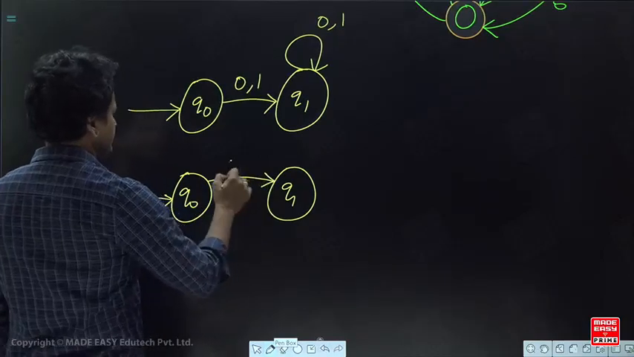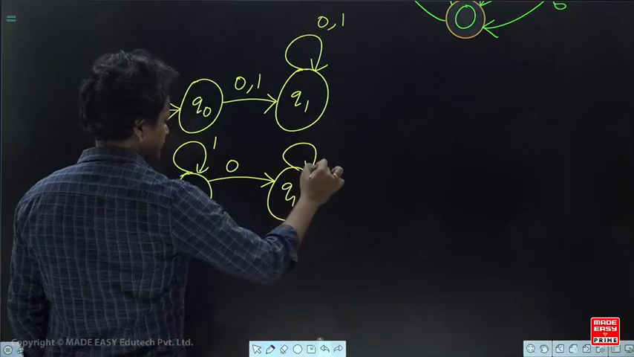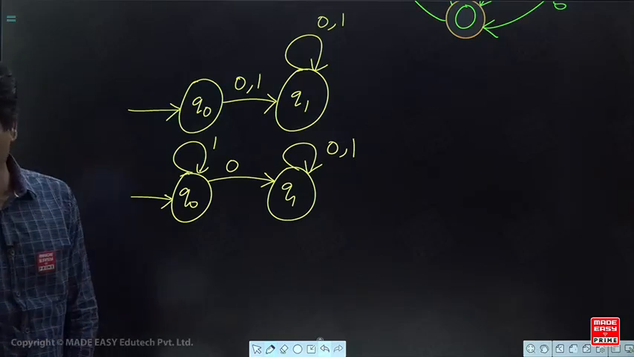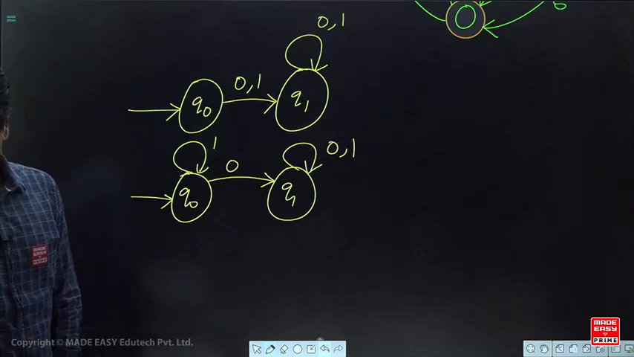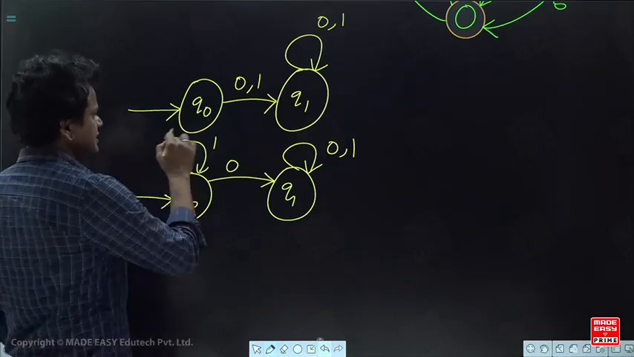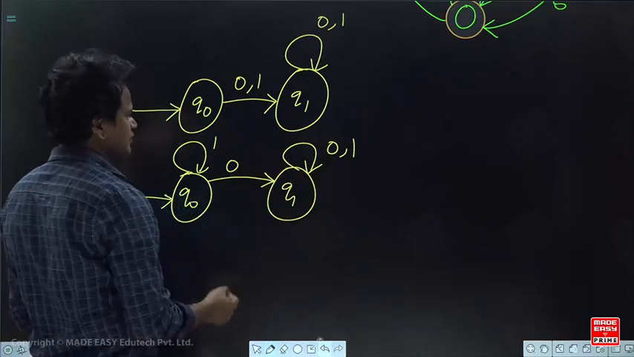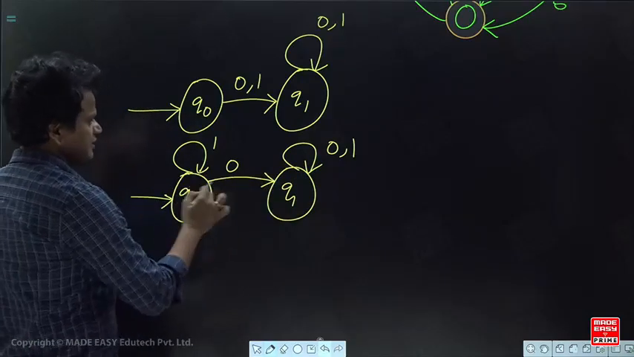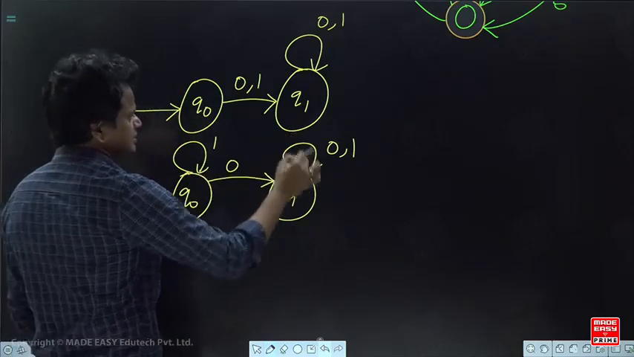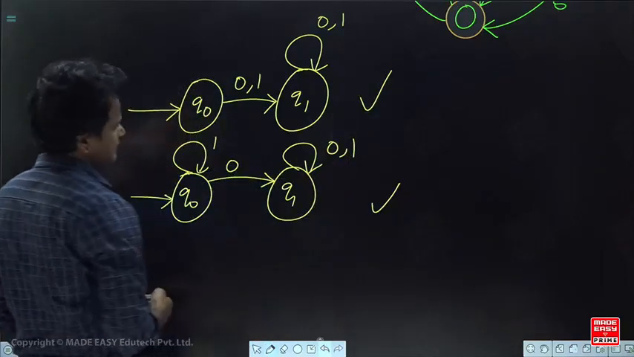Is this DFA or not? Yes, of course, it is a DFA. Why? It is defined for 1 and also 0. Different for 0 and different for 1. On 0 single, on 1 single. So it is a DFA. And this one is also a DFA.